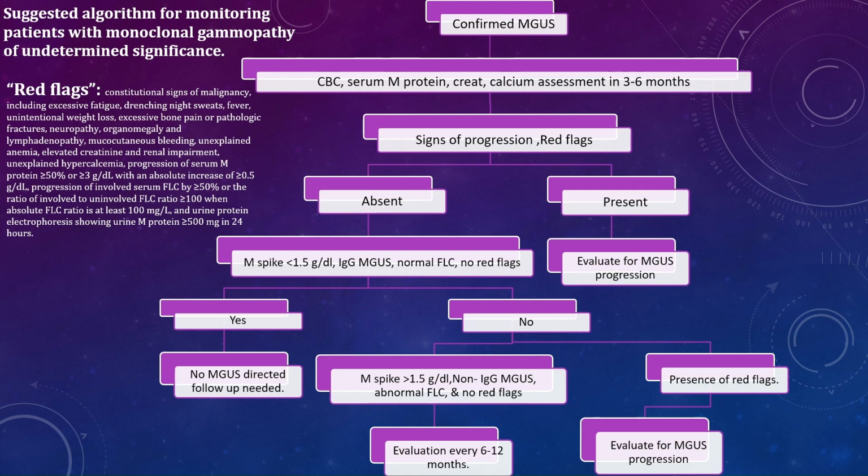progression of involved serum FLC by more than or equal to 50% or the ratio of involved to uninvolved FLC ratio is more than or equal to 100, urine protein electrophoresis showing urine M protein more than or equal to 500 mg in 24 hours. These all are red flags.